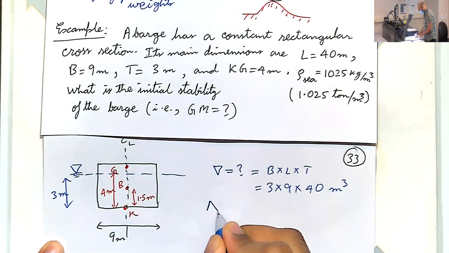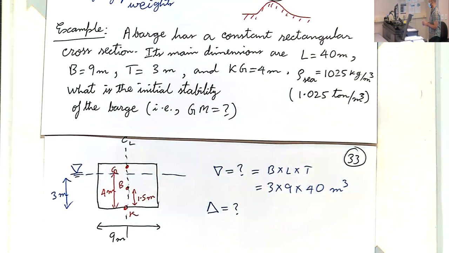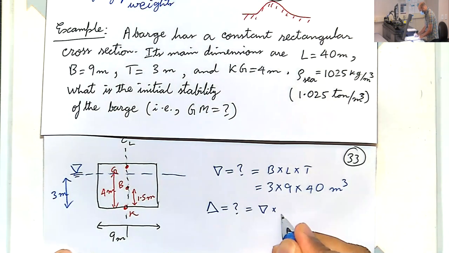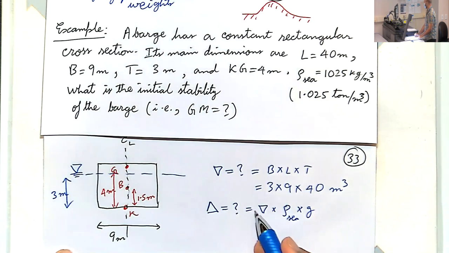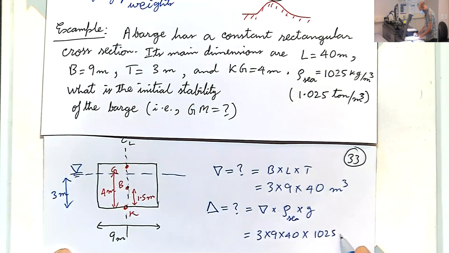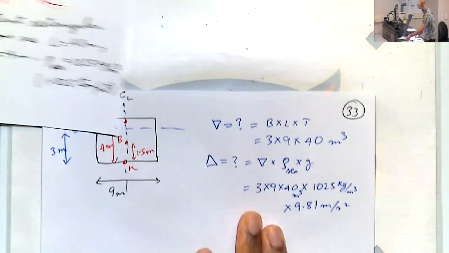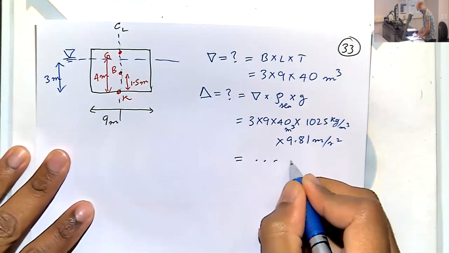What is the displacement? Yeah, so NABLA times rho, rho of the seawater, times G. So it's the weight. The displaced water volume is NABLA. The displaced mass of water is NABLA times rho. So weight is mass times G. All right, so this is whatever NABLA you get from there, 3 times 9 times 40, times 1025 kg per meter cubed, times 9.81 meters per second squared. Okay, this is whatever number you get, Newtons.